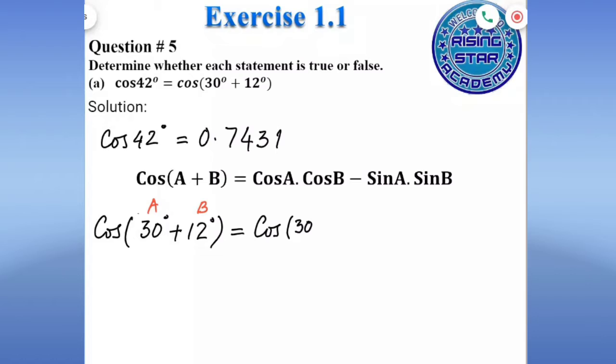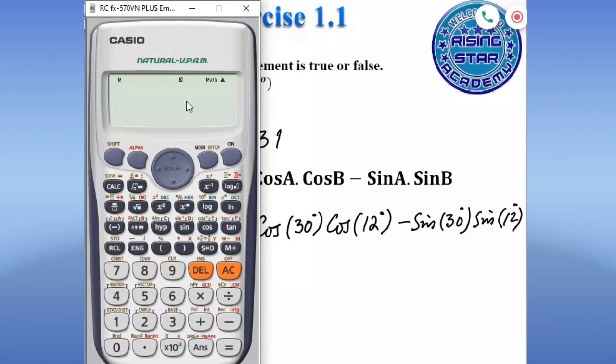So cos of 30 into cos of 12 minus sine of 30 into sine of 12. Now we will use the calculator to simplify. So here I would write cos of 30. Our calculator should be in degree mode. So that is square root 3 over 2.